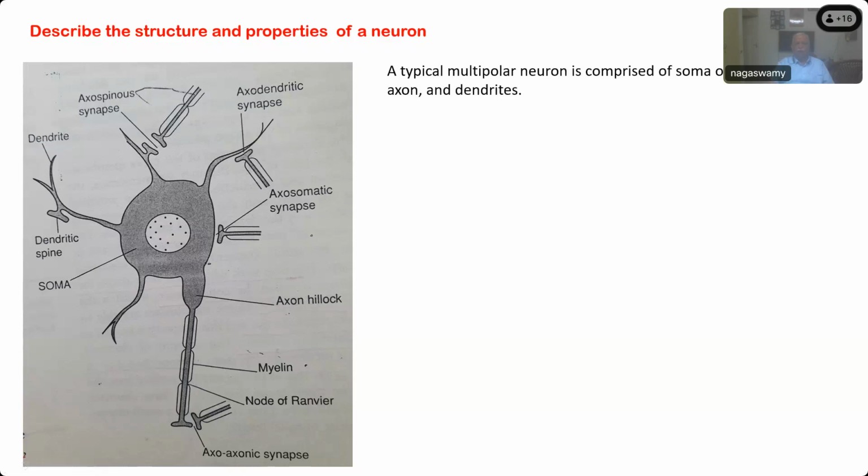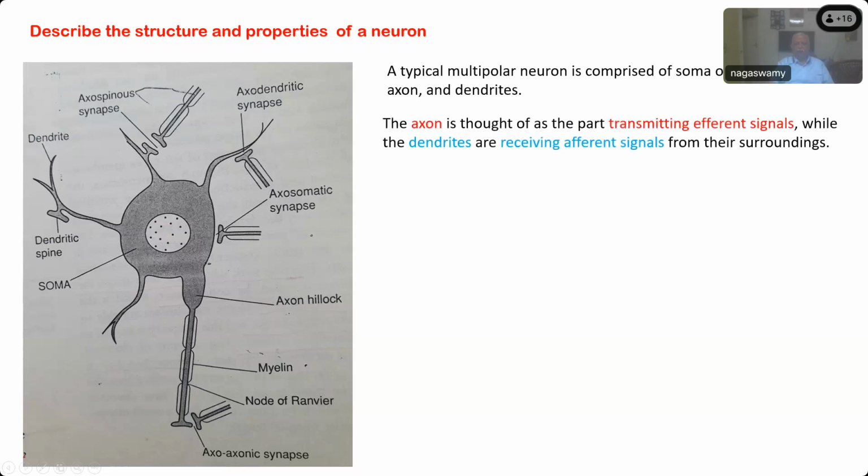So a typical multipolar neuron is comprised of a soma or cell body, axon and dendrites. The axon is thought to be the part transmitting efferent signals, while the dendrites are receiving afferent signals from their surroundings. So dendrites cause an input and the axon causes the output from the soma.